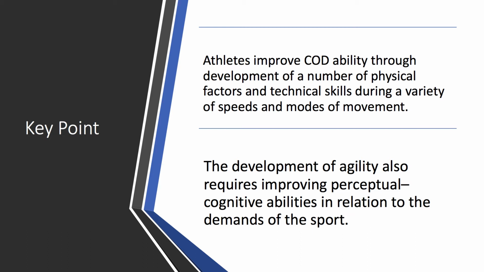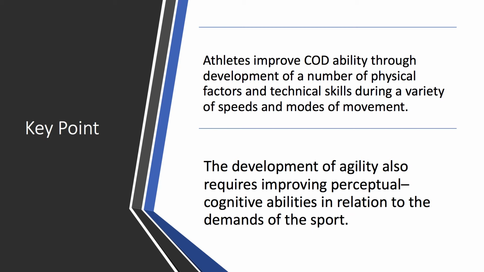So someone could be really, really fast, and fast in a linear standpoint, but also in a change of direction standpoint. But the ability to develop perceptual cognitive abilities is defined as agility. And so there's 2 points here. Firstly, athletes improve COD ability through development of a number of physical factors and technical skills during a variety of speeds and modes of movement. We know that. But the second part is the development of agility also requires improving the PC abilities in relation to the demands of the sport.